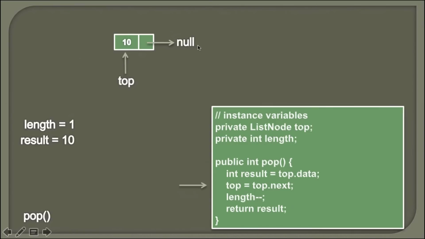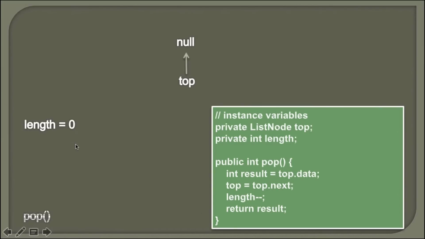So top.next is pointing to null, so we are simply assigning a null value to top. So it would look something like this. And as this list node is not referred by top, it would be removed. We'll decrement the length by 1 because the node is now removed from the stack. And finally we'll return the result. So friends, here you can see when the stack is empty, the length is 0 and top points to null.